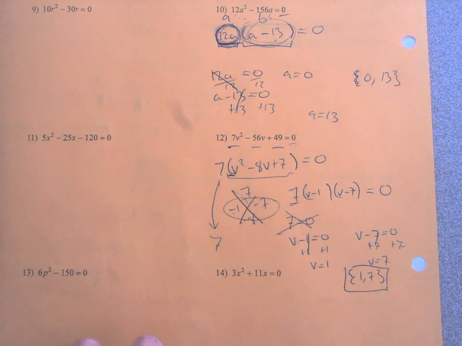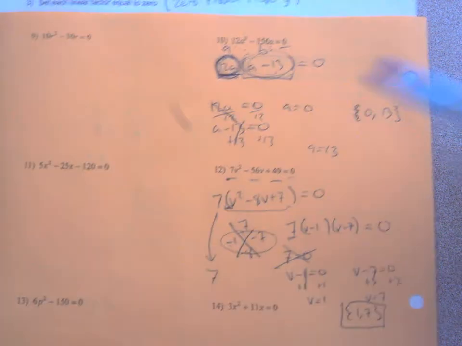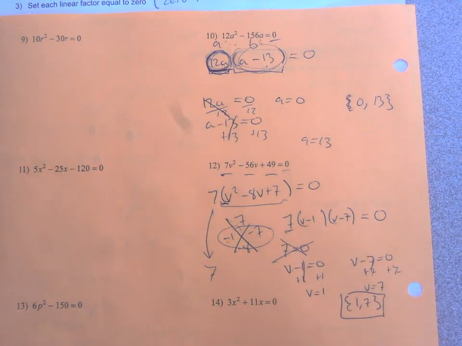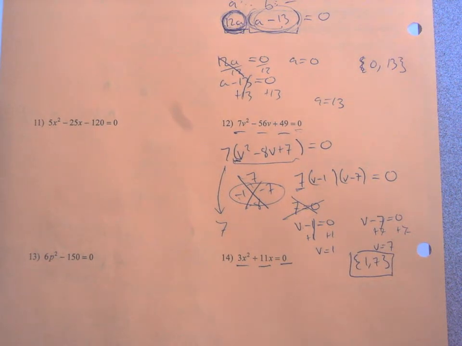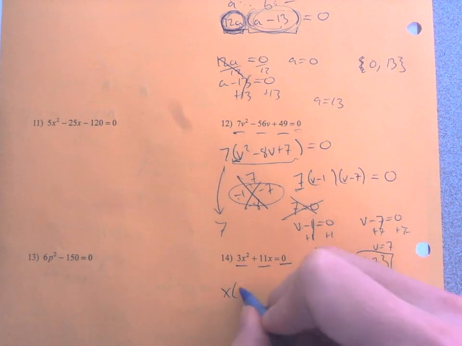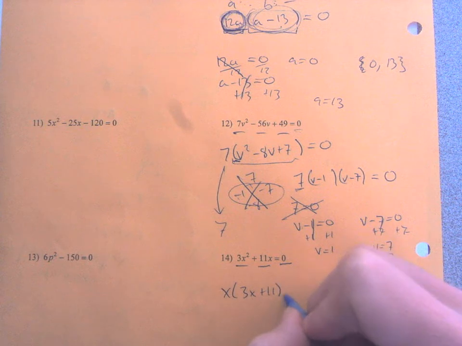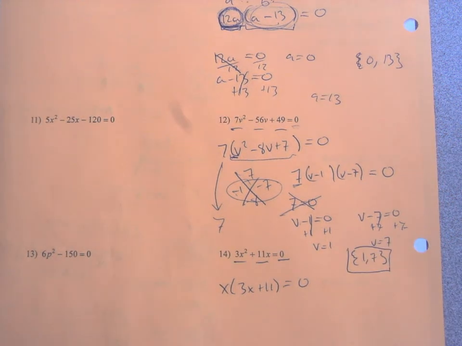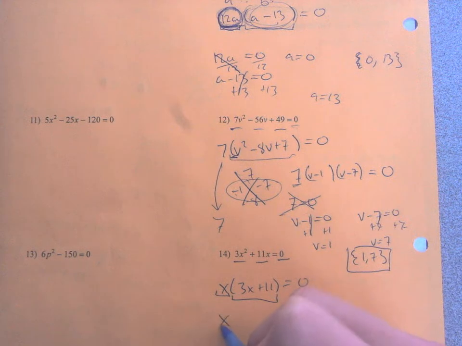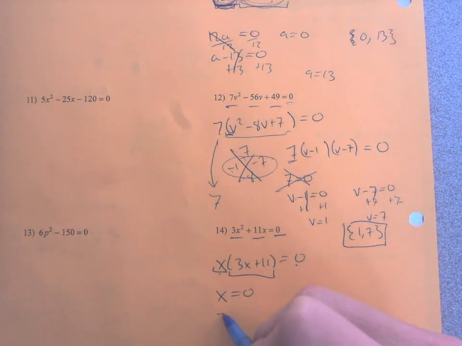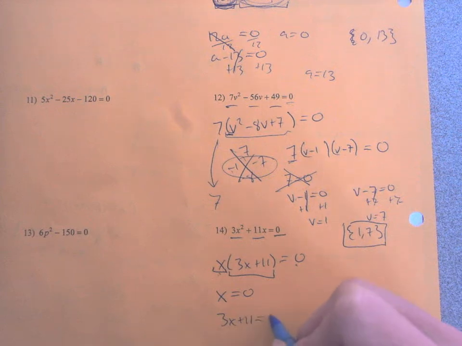Now number 14 is actually similar to number 10. Notice that it's already set equal to 0. There's a greatest common factor, happens to be x. You can't take out a number, but that's okay. So what we're going to do now that we've factored it is we're going to set each linear term equal to 0. So either x is equal to 0, okay, that's already solved, or 3x plus 11 is equal to 0.